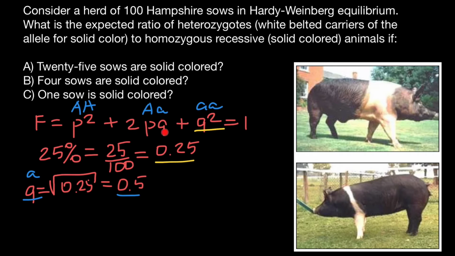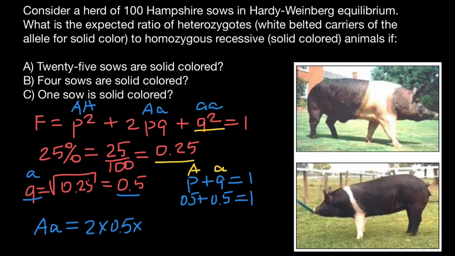Now we can find the frequency of the heterozygous genotype if 25 sows are solid colored. Again, we have found the frequency of the q allele, and because we have only two alleles here, dominant and recessive, if we know the frequency of the recessive allele, we instantly know the frequency of the dominant allele. So p plus q equals 1. If q is 0.5, then the frequency of the dominant allele also has to be 0.5 in order to make 1. Now we can use these numbers to find the frequency of the heterozygous genotype: 2 times 0.5 times 0.5, and the answer is 0.5. So this is the answer to the first question.